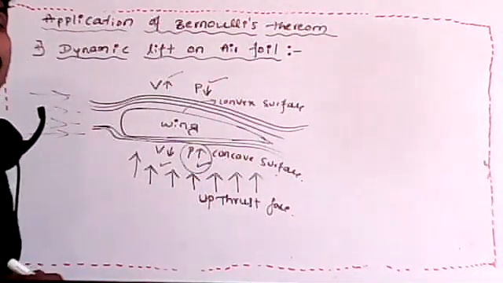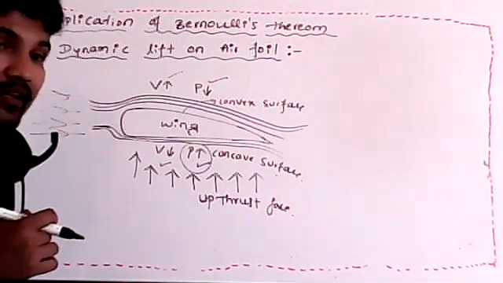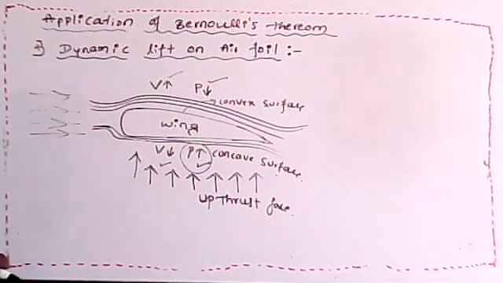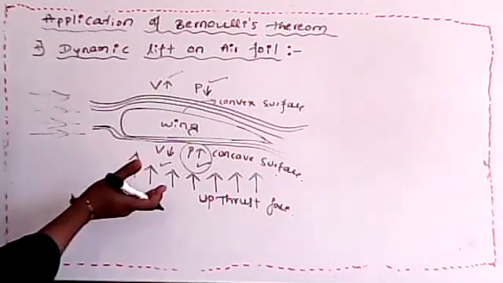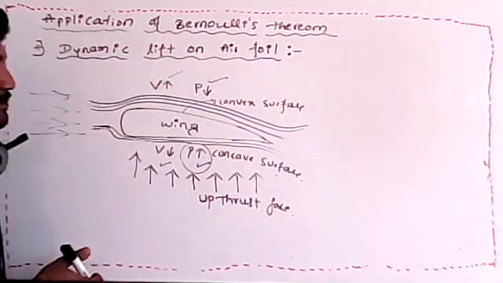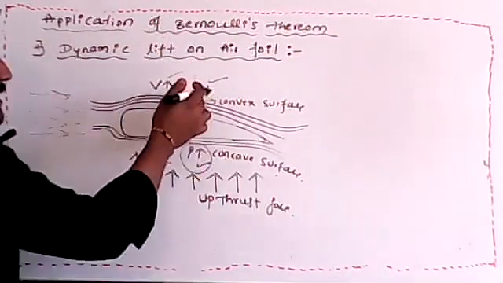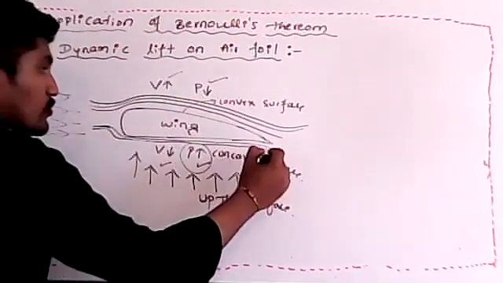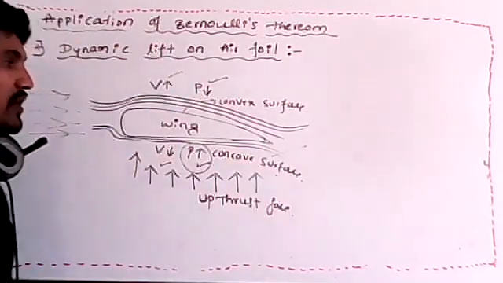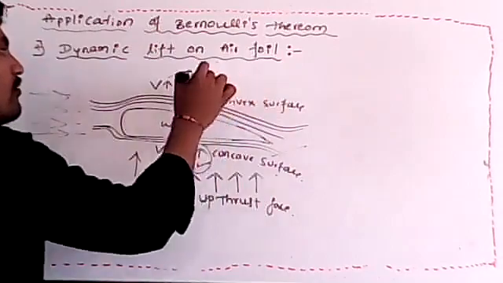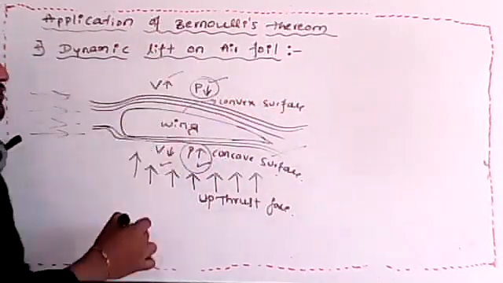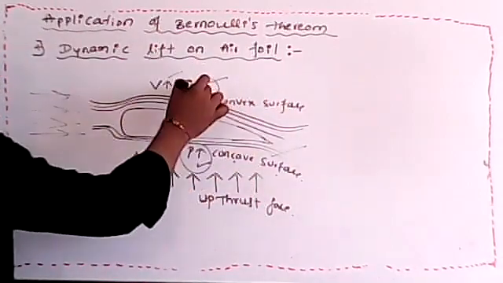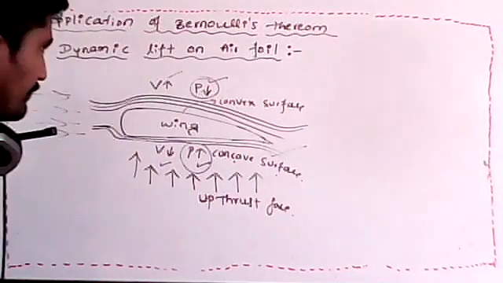This is called, students, dynamic lift on an aerofoil. In this way the aeroplane will be lifted up. It is just because of the difference in pressure. In the concave surface the pressure will be more than the pressure here. This is the larger pressure, this is the lesser pressure, remember.